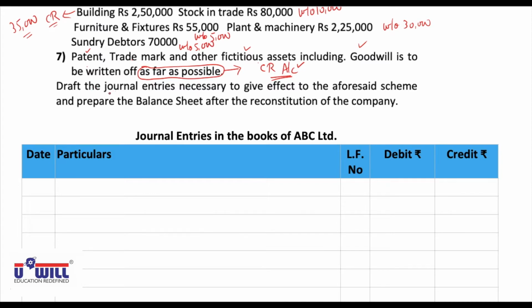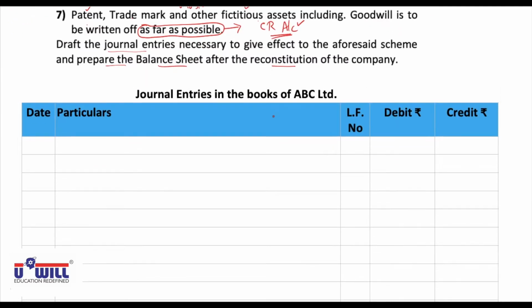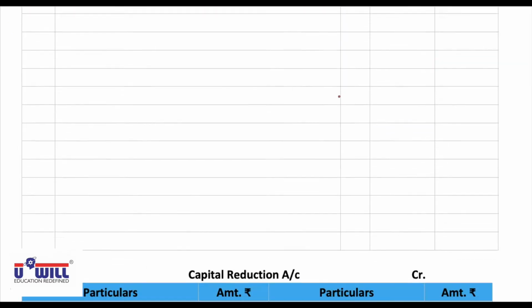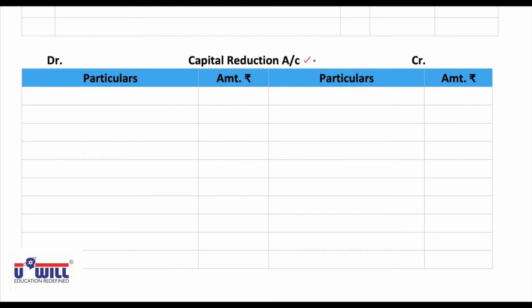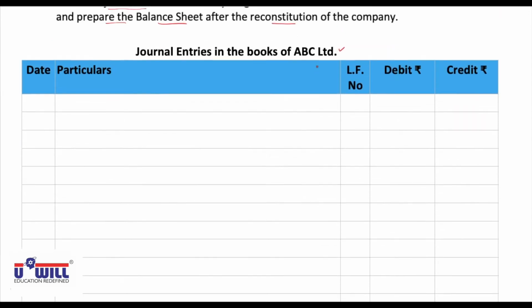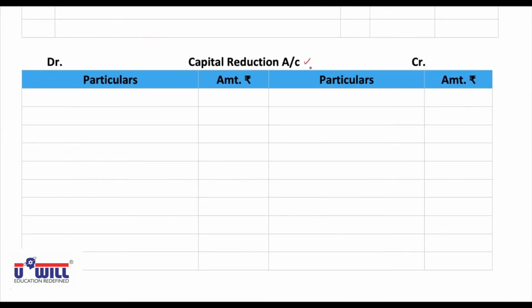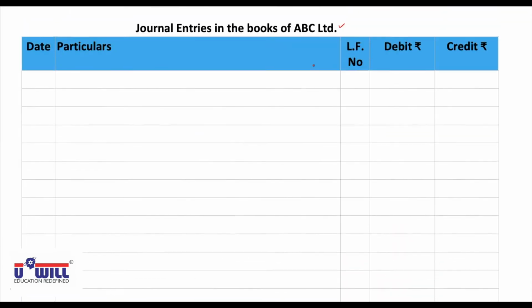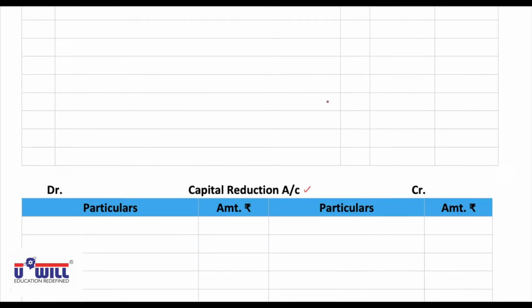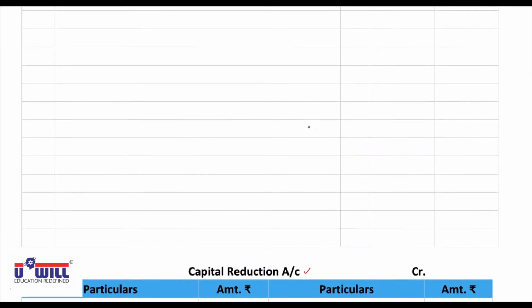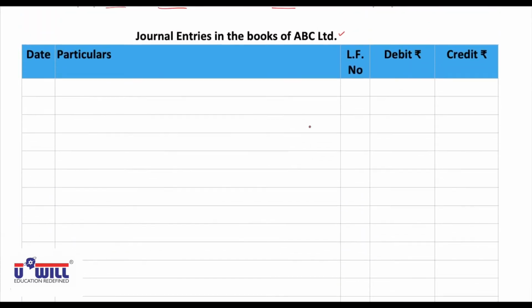Draft the journal entries to give necessary effects to the aforesaid scheme and also prepare the balance sheet after the reconstitution of the company. All of you pause the video and make the format of journal entries and capital reduction ledger account. Journal entries you all can make a format of approximately 2 pages and capital reduction account half page. I repeat, journal entries 2 pages, capital reduction half page. Pause the video and make the format.